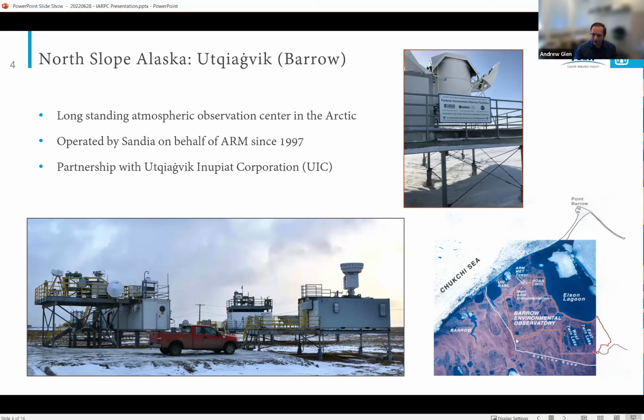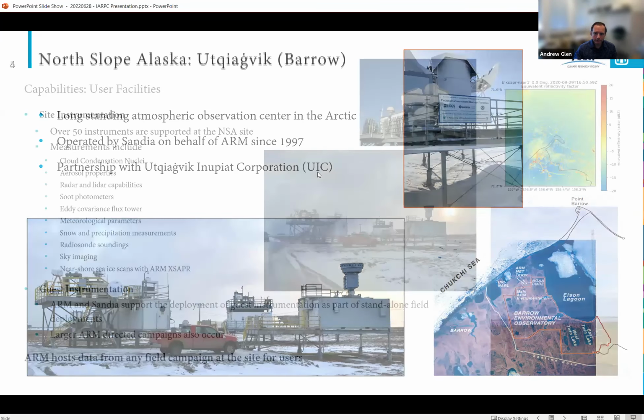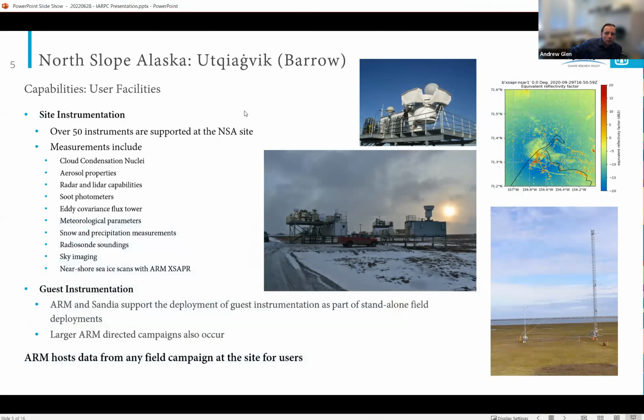Just to put some context in here, so the Utqiaġvik site is in this kind of cluster of buildings right here, so we're pretty close to the coast and slightly north of the Barrow Environmental Observatory. And this will become important in a couple of slides, and we'll talk about this.